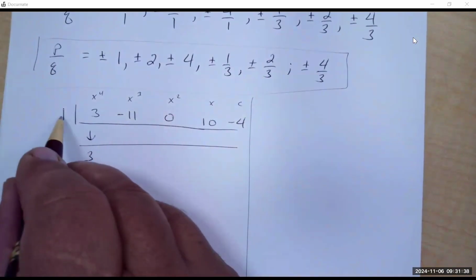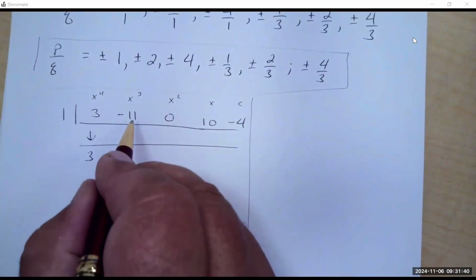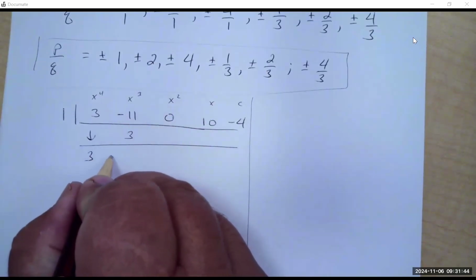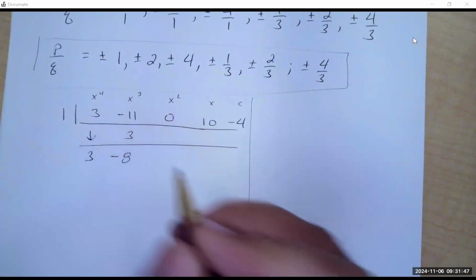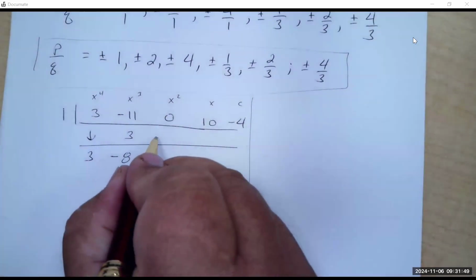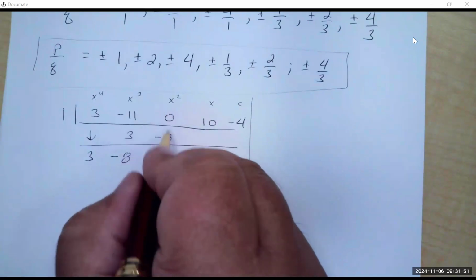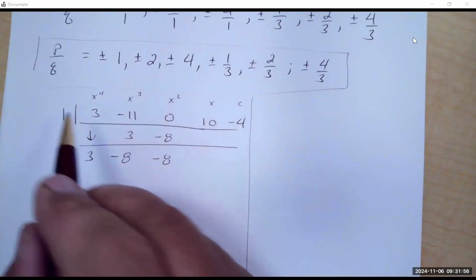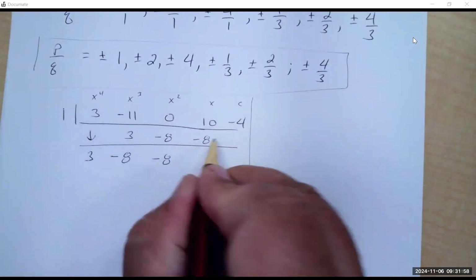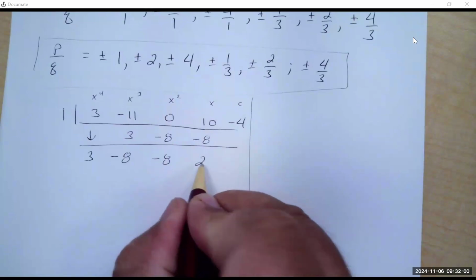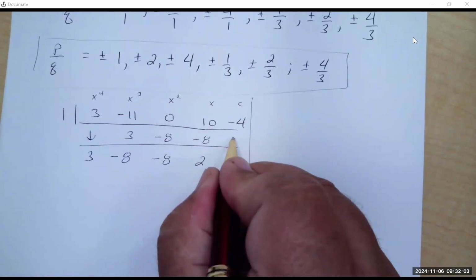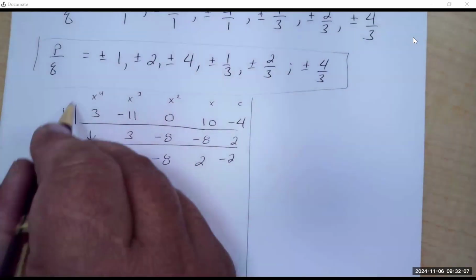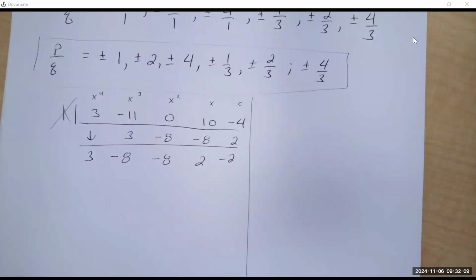So bringing the first one down, 1 times 3 is 3. -11 plus 3 is -8. 1 times -8 is -8. 0 plus -8 is -8. 1 times -8, 10 minus 8 is 2. 1 times 2 is 2. -4 plus 2 is -2. So 1 is not a correct answer.